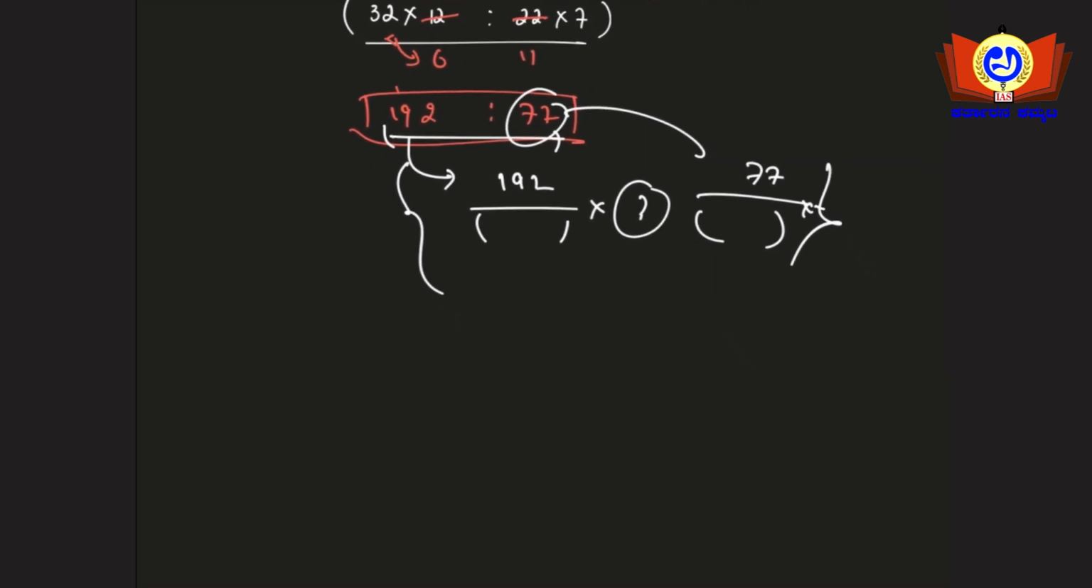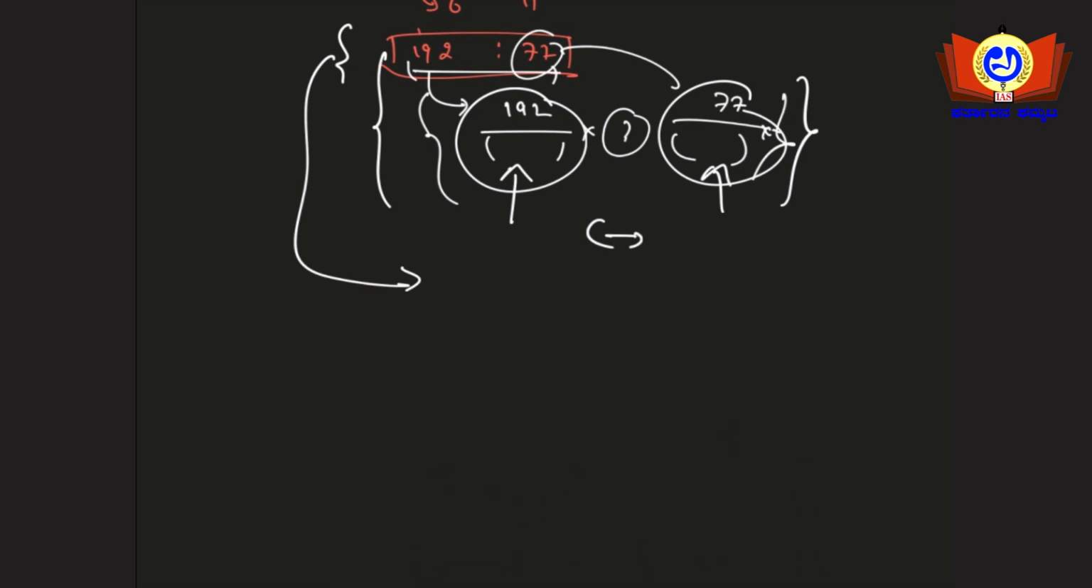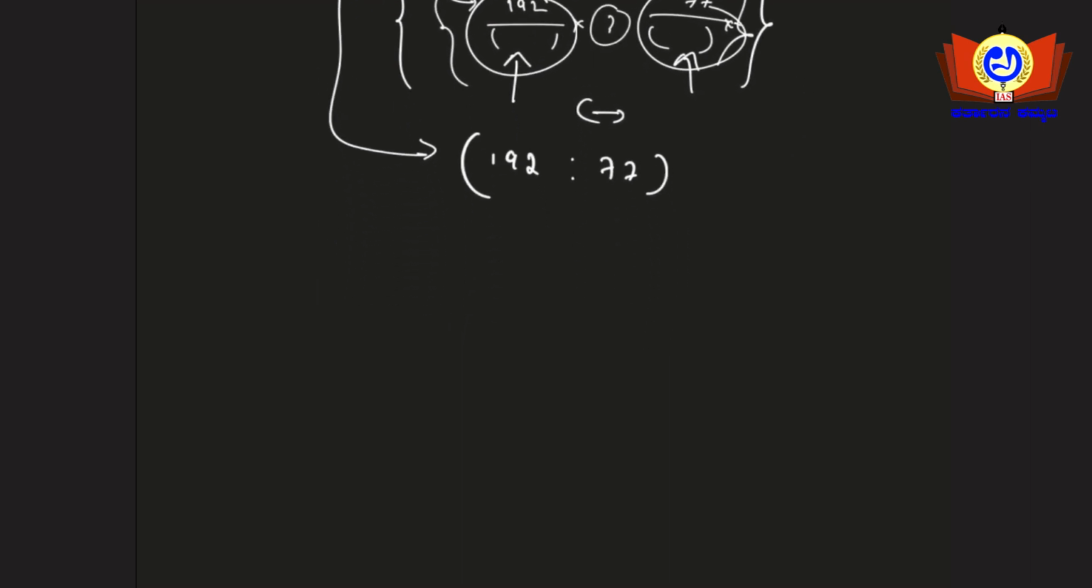So no need to calculate the individual share here. In the old method, I needed to find the share of person A and person B and then subtract. Directly, you can subtract the ratios here. 192 is to 77, I have got here, right? So what is the difference here? 192 minus 77 will be 115. So directly in one step only you can arrive at the answer.